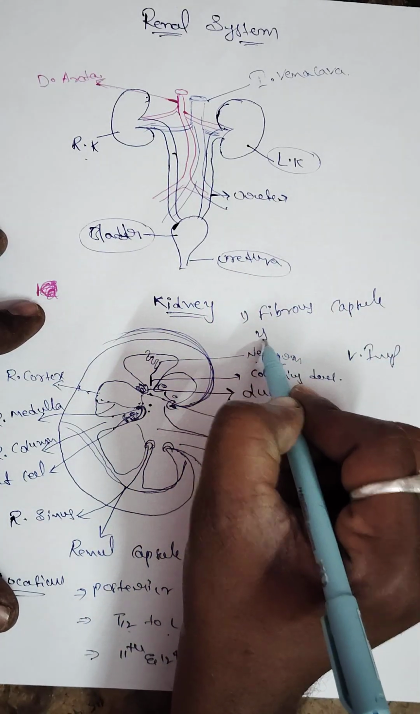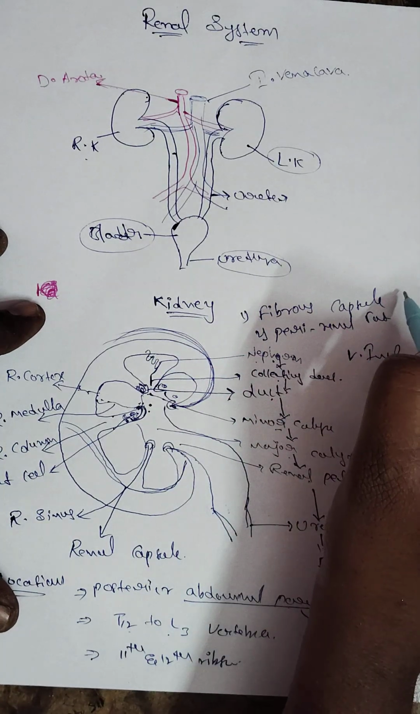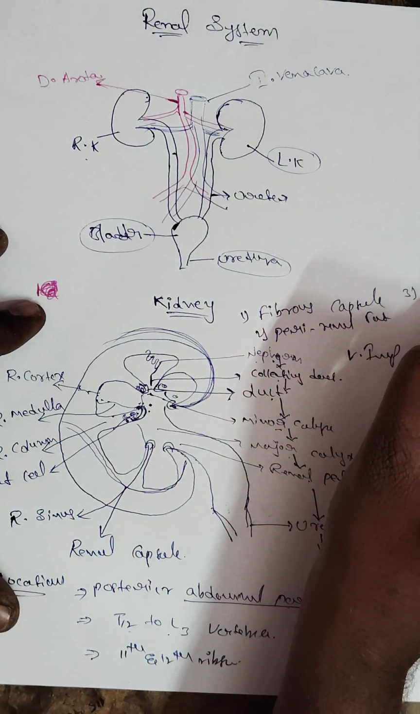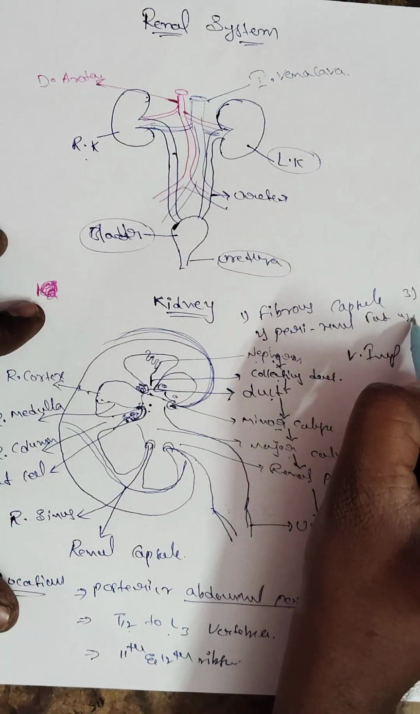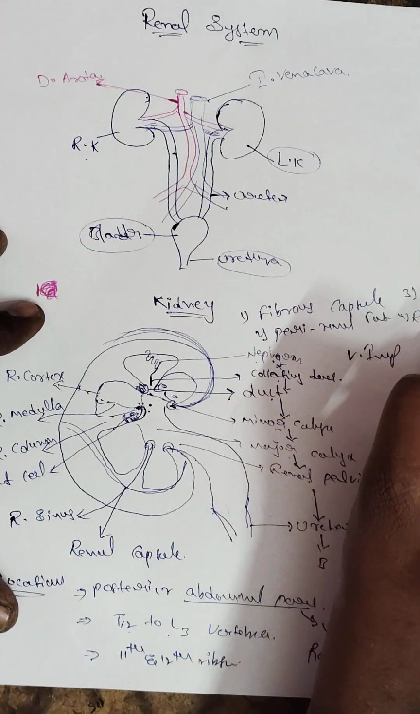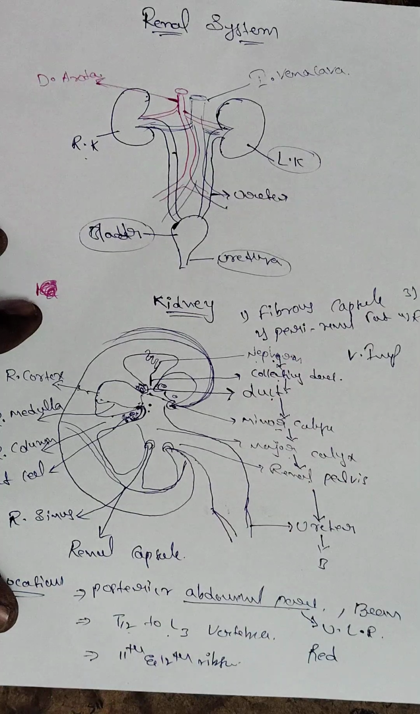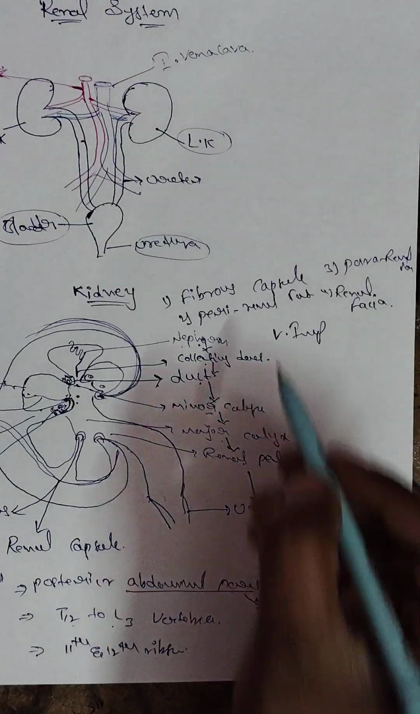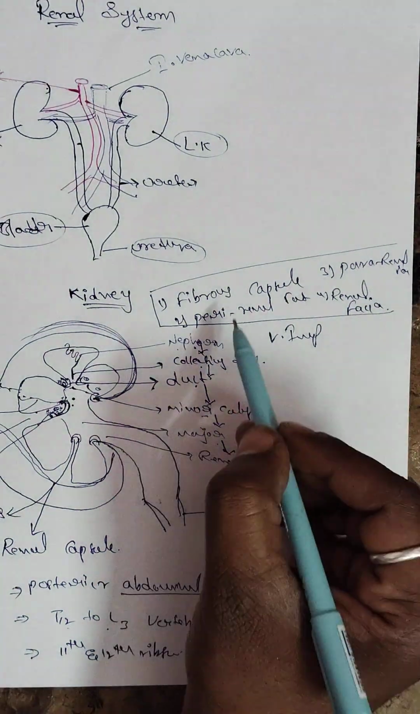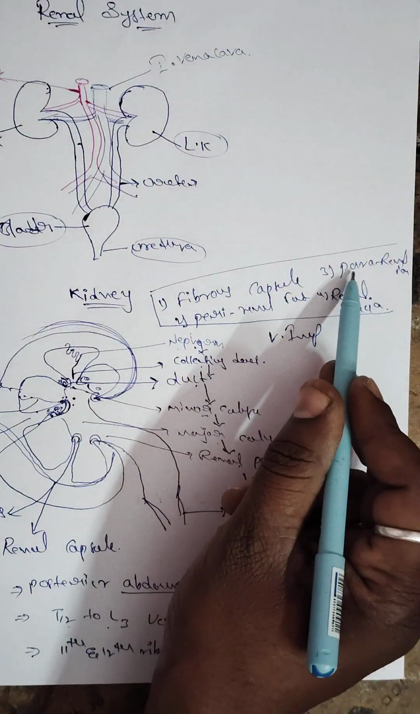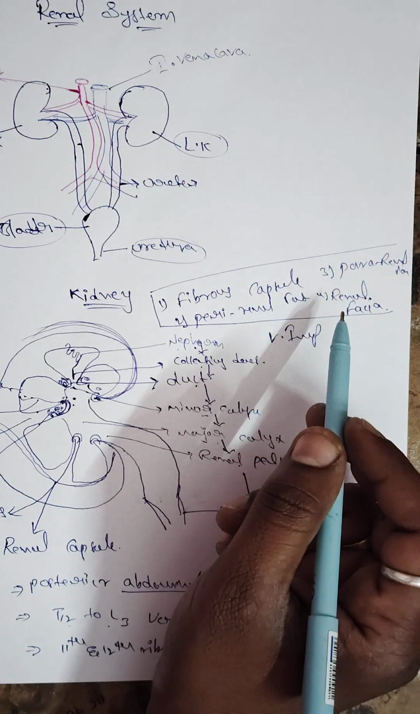And number two is the perirenal fat. Number three is the pararenal fat. And number four is the renal fascia. In total, four layers are present covering the kidney: fibrous capsule, perirenal fat, pararenal fat, and renal fascia. These are the four layers present on the surface of the kidney.